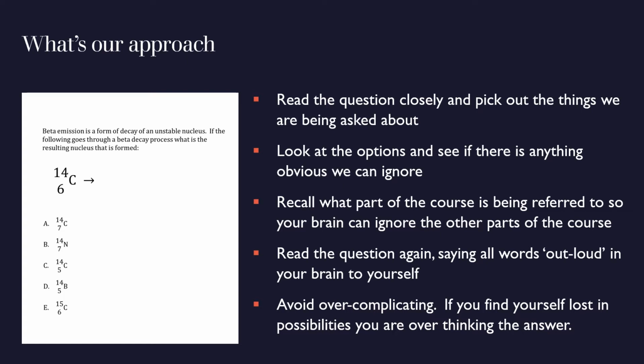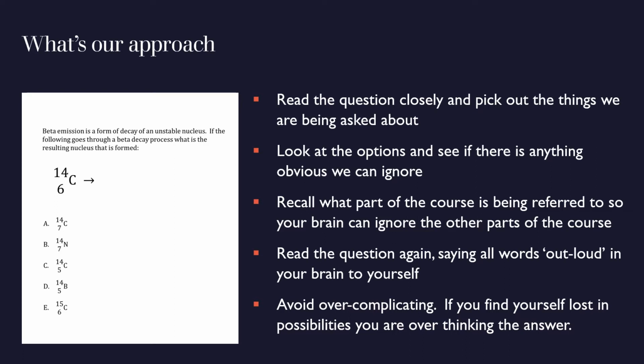So what do we have to do? Well, we should read the question closely to pick out things we're being asked about. Clearly, this is a beta decay process question. That's what our brains should be looking for. Look to see if there's any options that we can easily ignore.